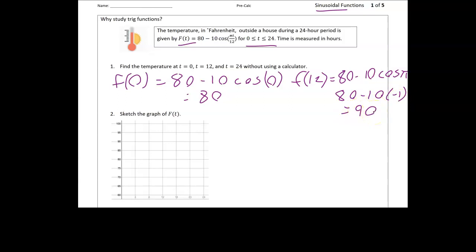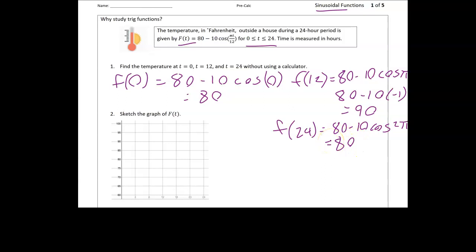And then f of 24, same thing, 80 minus 10 cosine. Now 24 over 12 is 2 pi. And cosine of 2 pi, well, that is the same as the cosine of 0, which is still 0. So again, we get 80.